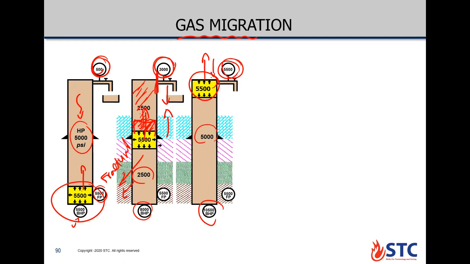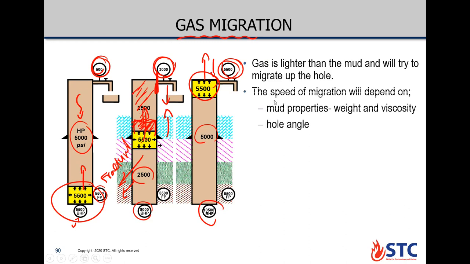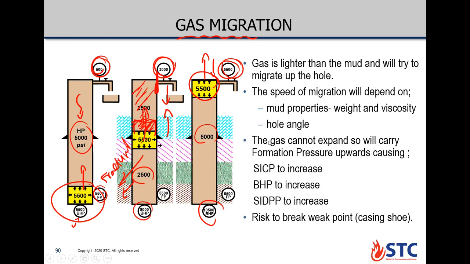Okay, thank you. You're welcome. So here, gas is lighter than the mud and will try to migrate up the hole. The speed of the migration depends on the mud properties, weight and viscosity, and the hole angle. Gas here can't expand, so it will carry the formation pressure upwards all the time, causing shut-in casing pressure to increase, bottom hole pressure to increase, shut-in drill pipe pressure to increase, and there is a risk of breaking the casing shoe.